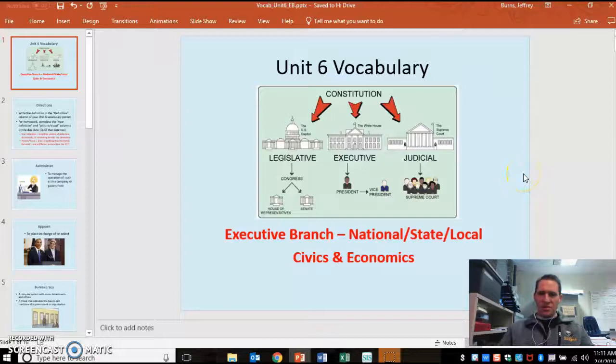Hey, it's Mr. Burns on a teacher workday here in room A110. We're going to talk about the executive branch today with our vocab.